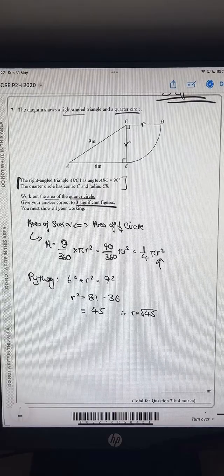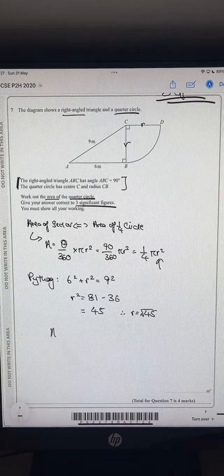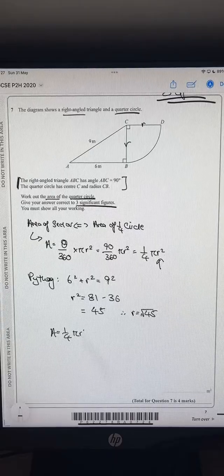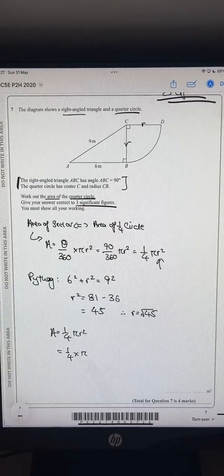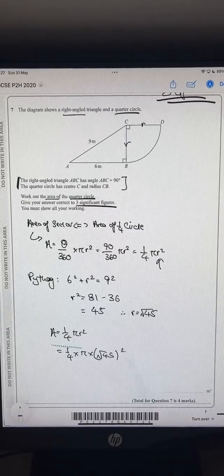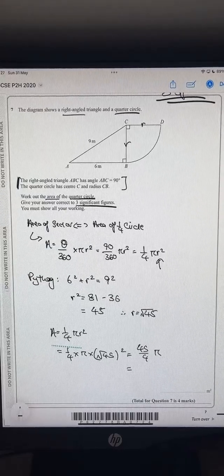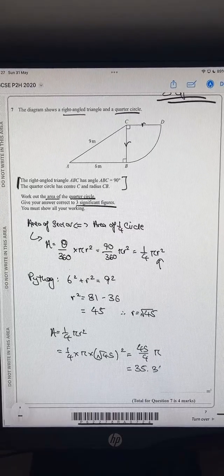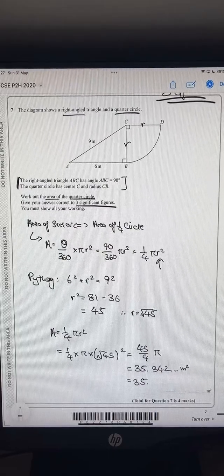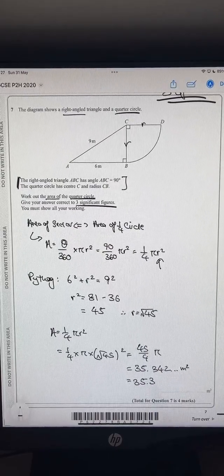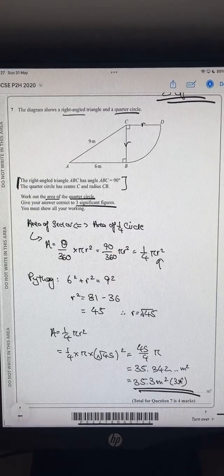Okay, cool. So that's my r, and all I have to do is just sub it into my area formula. So a quarter pi r squared, sub that in, a quarter times pi times r, which is square root of 45. So square root of 45 squared, and that's going to be equal to 45 over 4 pi, and they want it to three significant figures. So that is 35.342 blah blah blah meters squared, and then I round. Like I said, show your nonsense numbers there, then round, just in case. To three significant figures. And that is your answer to this question.